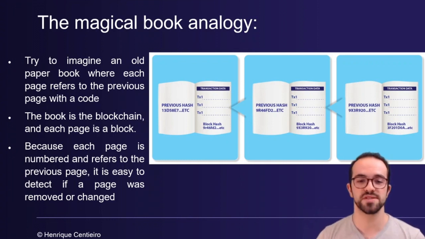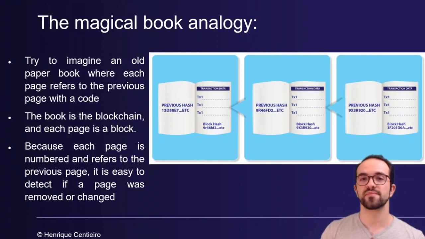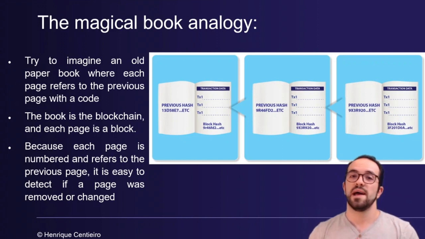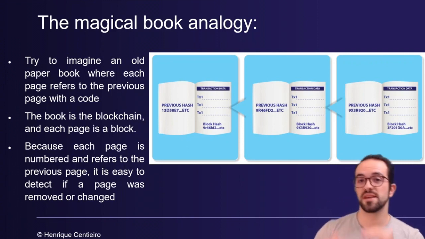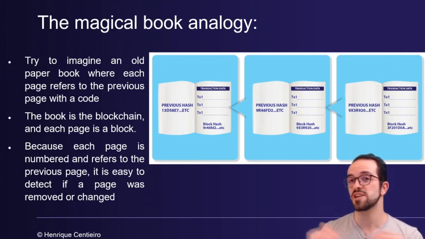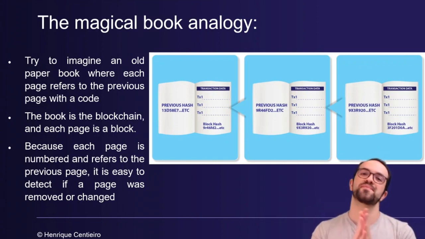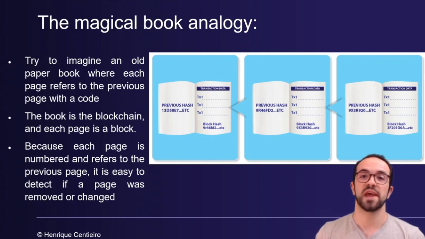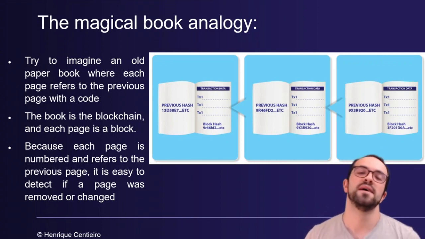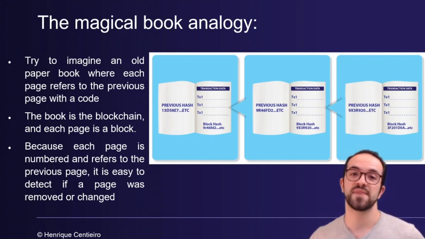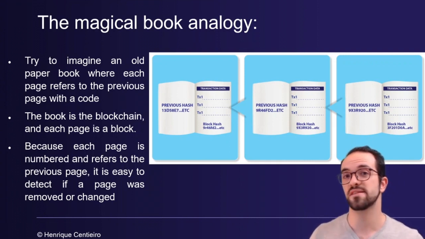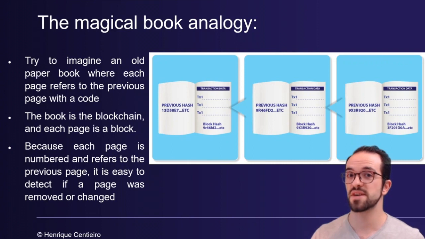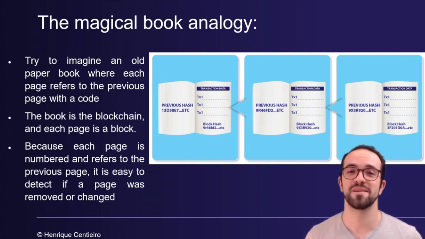So let's take a look at this magical book analogy. You can see this is an old paper book where each page refers to the previous page with a code. And the book is the blockchain, and each page is a block. Each line in the page of the book is a blockchain transaction, or an NFT, or a smart contract. Because each page is numbered and refers to the previous page, it is easy to detect if a page was removed or altered. Pages are numbered in a way that makes it easy to detect and prevent malicious activity. Blockchains are dealing with billions of dollars, and we don't want malicious activity.